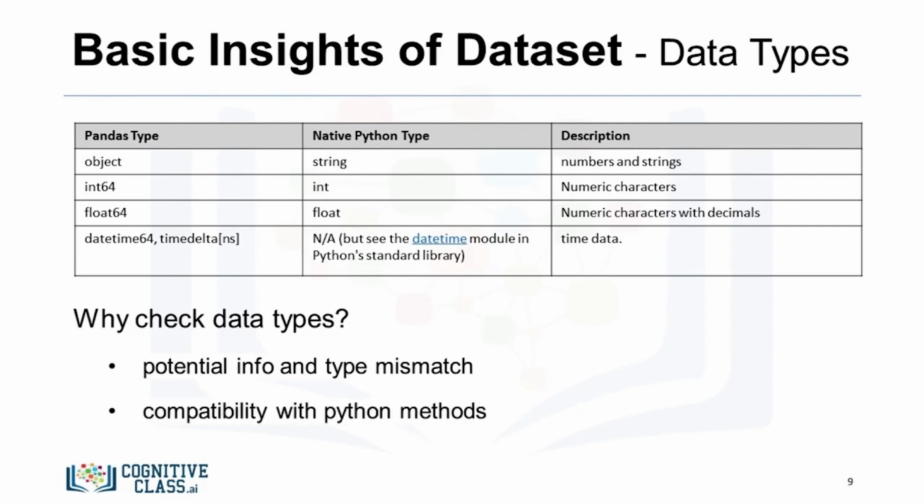The second reason is it allows an experienced data scientist to see which Python functions can be applied to a specific column. For example, some math functions can only be applied to numerical data. If these functions are applied to non-numerical data, an error may result.